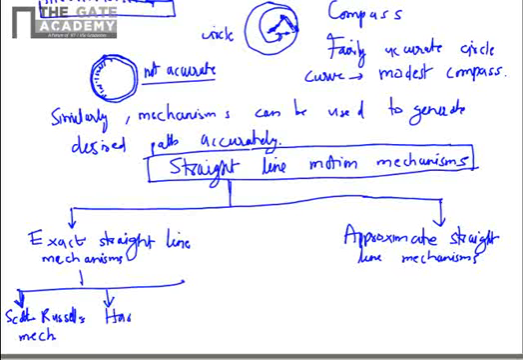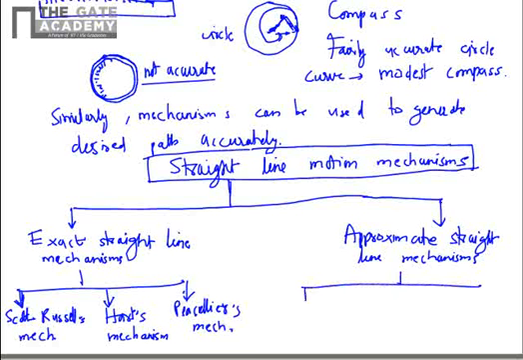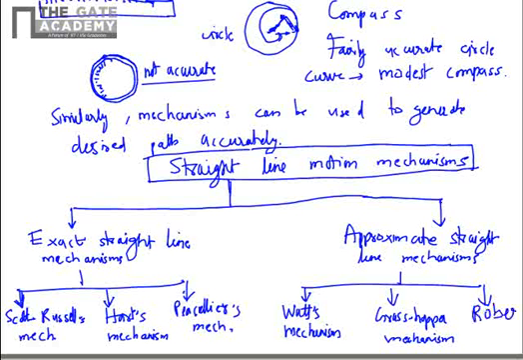you'll find Hart's mechanism, and you'll find Peaucellier mechanism. In approximate straight line motion, you will find Watt's mechanism, Grasshopper mechanism, and Roberts mechanism.